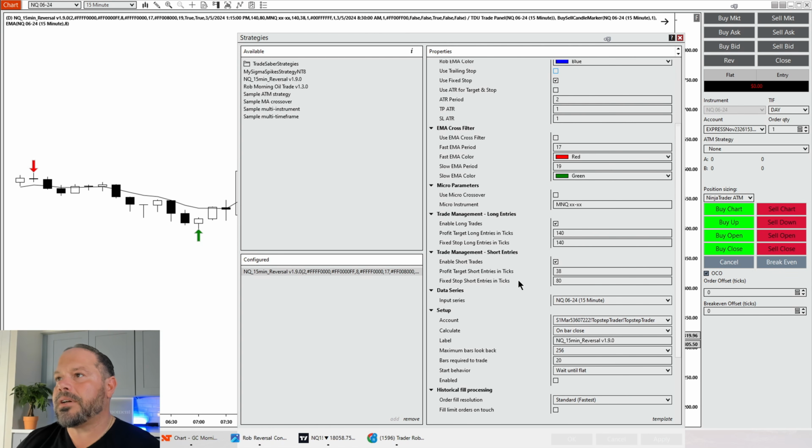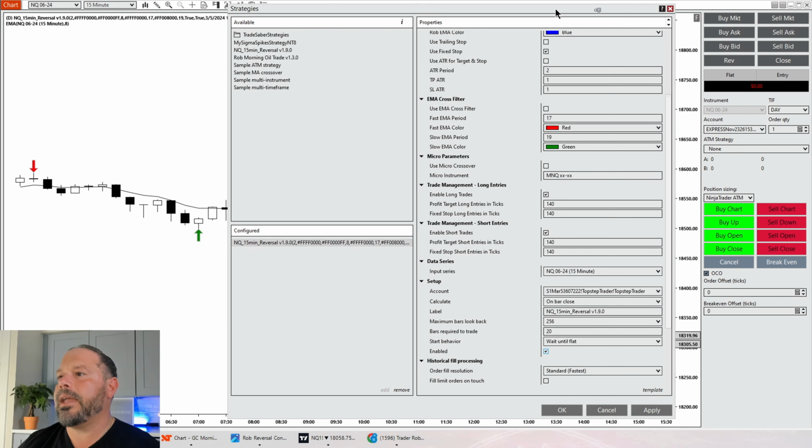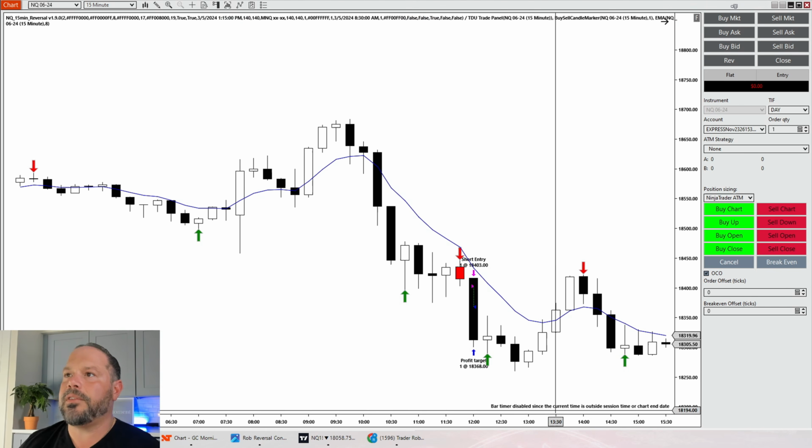And the only other setting that I use is the enable long trades. I am looking for 35 points, which equates to 140 ticks. And on my short entries, sorry, this should be 140 and 140. So my stop would be 35 points, or again, 140 ticks. I enable the strategy, and let's see how this looks.